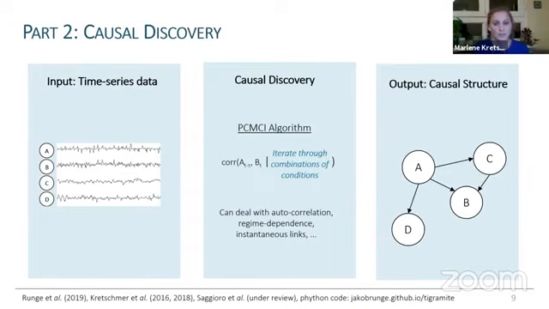Also, there have been recent advancements of this algorithm. For example, with Elena Saggioro, we have a paper recently under review where we combined this algorithm with a Markov switching algorithm to make it also capable of dealing with non-stationary causal effects, for example, in the presence of some kind of persistent background regime.